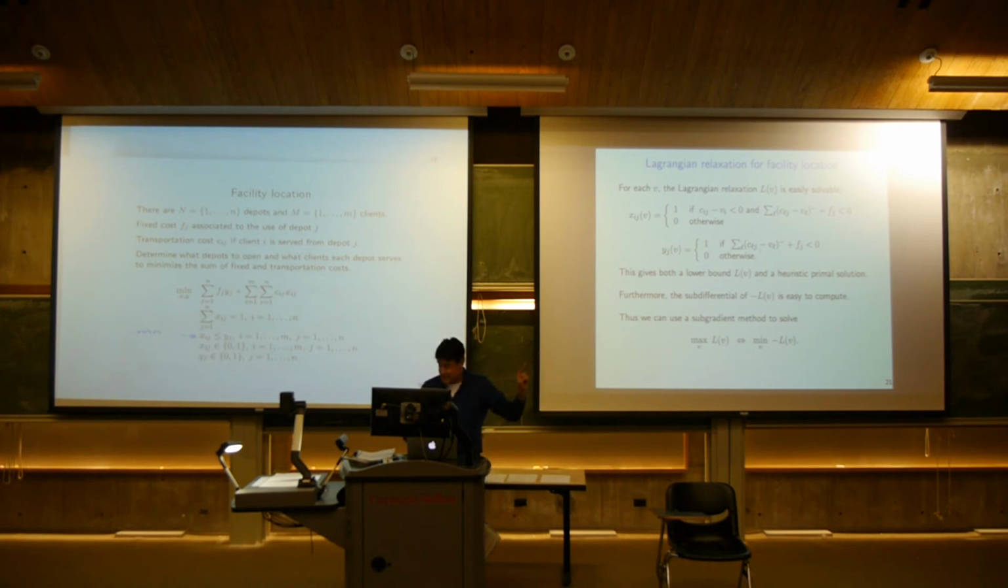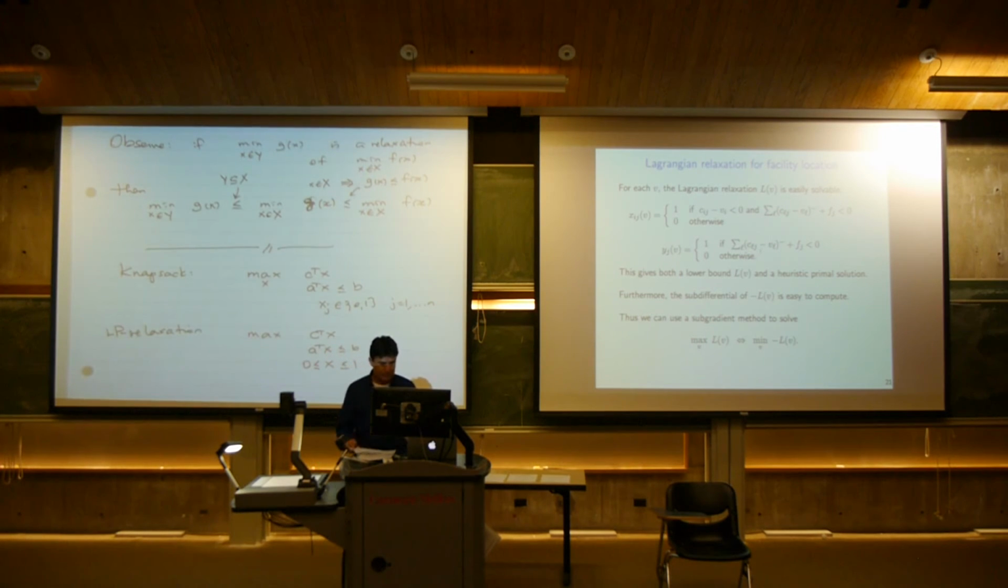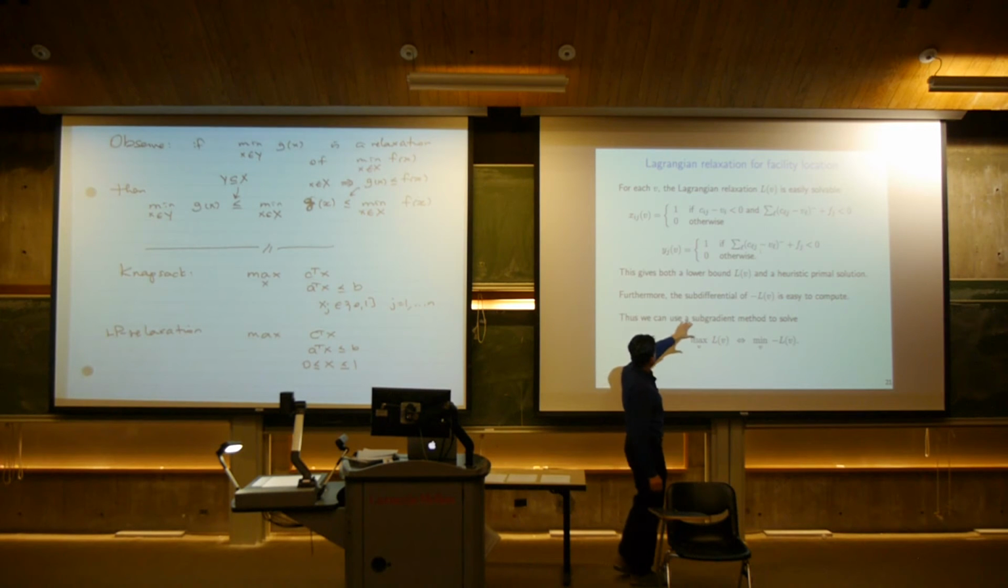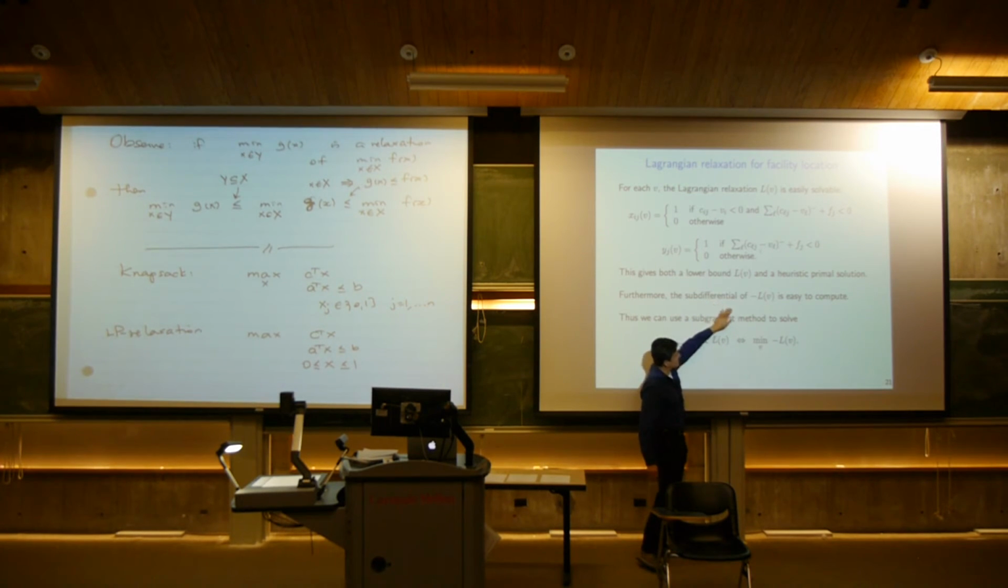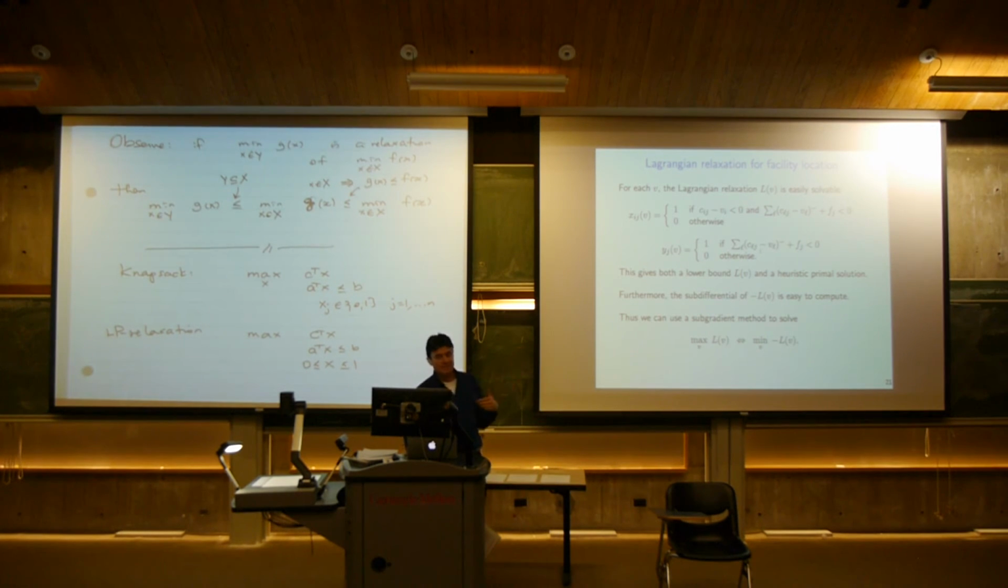Even though the Lagrangian relaxation itself is actually a combinatorial problem, solving it turns out to be easy. Okay, so you can solve that, and in addition, we can get an expression for the subdifferential of the negative of the Lagrangian. So finding the best relaxation can be done, for example, via a subgradient method or something of that sort. So that's an example of a Lagrangian relaxation.